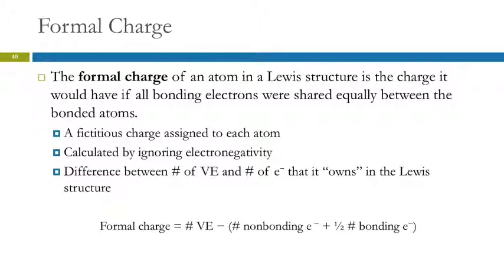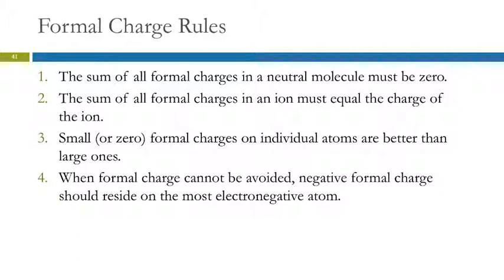So the way the book presents it, which is correct but I think kind of confusing, is that the formal charge is equal to the number of valence electrons minus the number of non-bonding electrons and half the bonding electrons in the Lewis structure. If that works for you, great. I think of it differently, and I'll show you how that works in a minute.